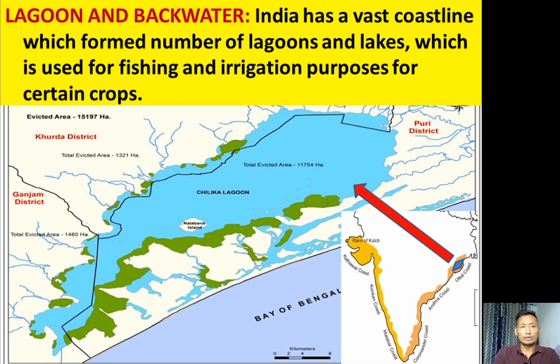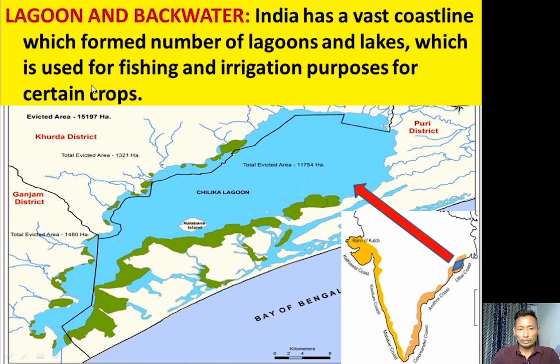The third source of fresh water in India is lagoon or backwater. India has a vast coastal line, and this image shows India's coastal line. Coastal areas are those areas which are very near to the sea. Along this vast coastline, India has a number of lagoons and lakes. These lakes are used for fishing and irrigation for certain crops, like coconut and some other crops that can tolerate slightly salty water.